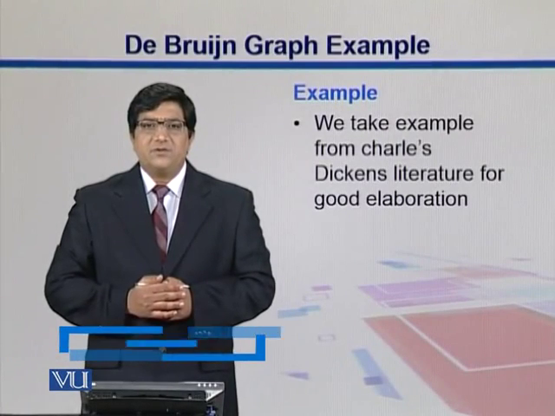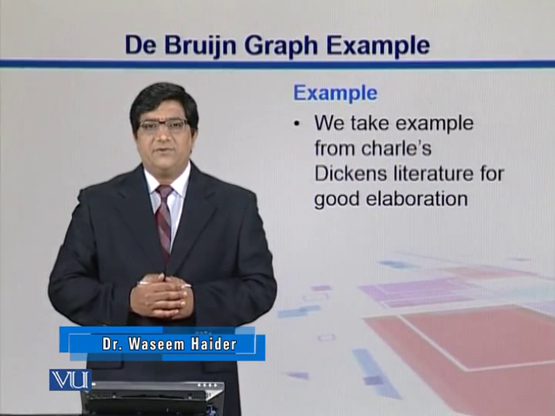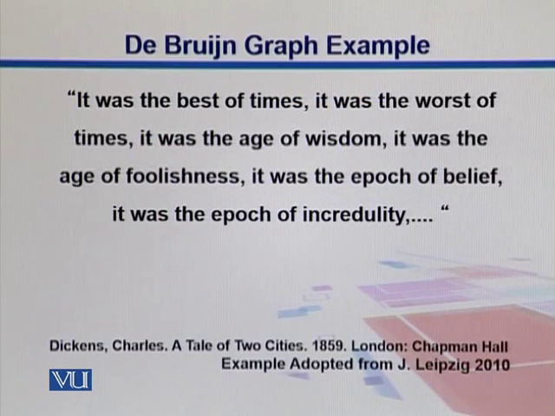Let's elaborate De-Bruijn graphs more with this example, which we derived from the literature of Charles Dickens, from his novel A Tale of Two Cities, written in 1859. So guys, the passage is something like this. Why did we put it here? I'm quoting somebody at the end of these slides, as I gathered this from different literature. I found this example interesting, and people use it to elaborate on De-Bruijn graphs. Here we have repetitions, so we can have repeats in this example.